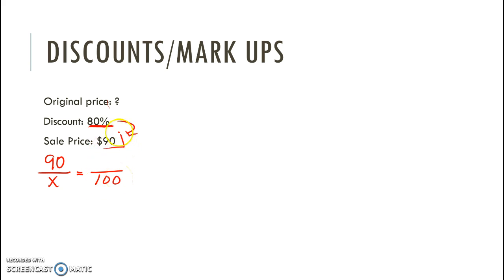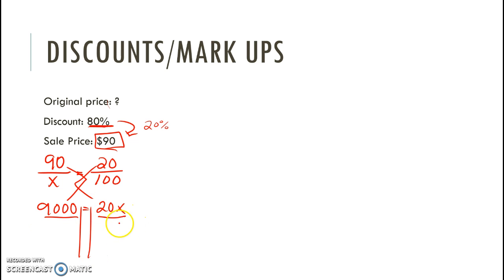But $90 is how much we spent. We got 80% off of it, so we spent 20%, or we paid 20% of that original price. That $90 stands for the 20% left that we had to pay. So we're actually going to put a 20% in that proportion. And we are going to solve this by using our cross products. We have 9,000 is equal to 20x. To solve for x, we need to divide both sides by the coefficient of 20. So our 9,000 divided by 20 gives us 450.